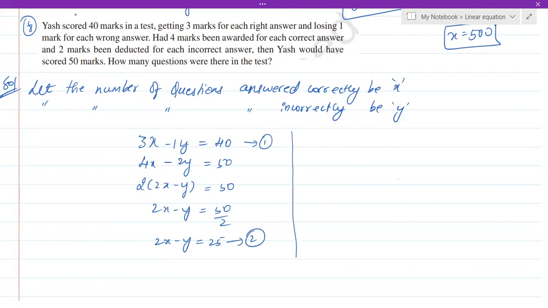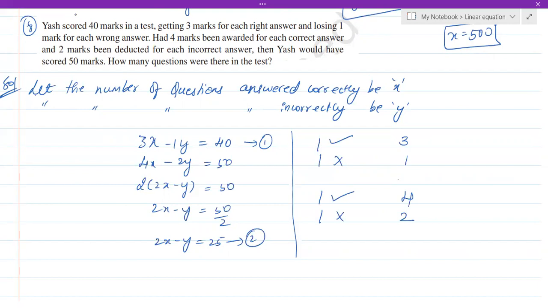Let me repeat it. It's very easy. For a correct answer, one correct answer, we will be given 3 marks in the first case. For one wrong answer, 1 mark will be deducted. Okay, this is the first criteria. In the second criteria, for one correct answer, 4 marks will be given. For one wrong answer, minus 2 marks. Okay, because it is deduction.